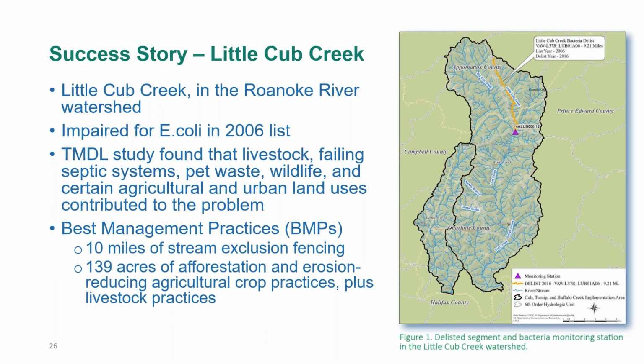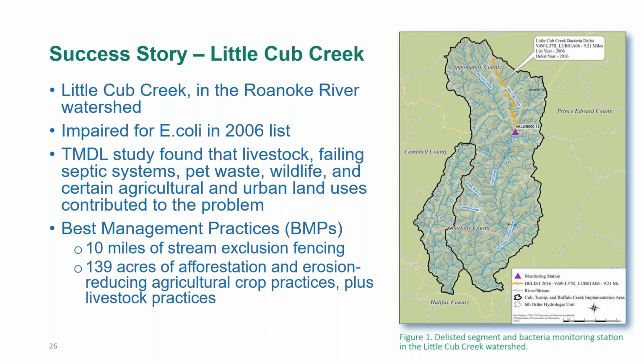So here we have the success story of the Little Cub Creek. In this case, this is located in the Roanoke River watershed. Water quality data showed that this creek qualified as impaired for E. coli, and it was put on the impaired waterway list in 2006. A TMDL study found that E. coli was the impairment of the waterway. It was a result of livestock, failing septic systems, pet waste, wildlife, and certain agricultural and urban land uses, all of which were contributing to the water quality problem.